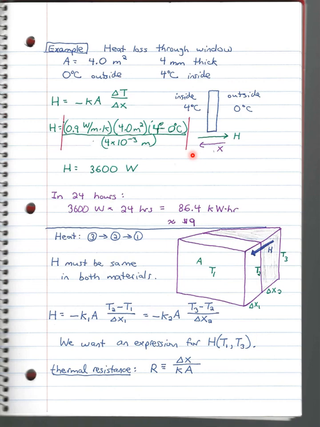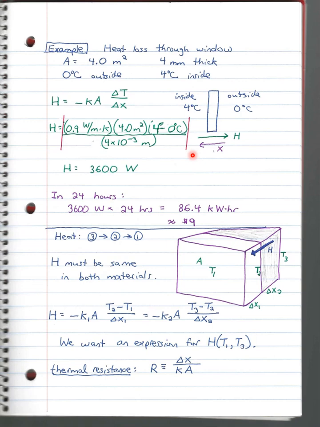We have 4 meters squared times the difference in temperature, 4 minus 0, divided by the thickness, there it is, 4 millimeters, which is 4 times 10 to the negative 3 meters. And that gives us 3,600 watts. So through one rather large window on a winter day, think about that, there is a heat loss that goes to the outdoors of 3,600 watts.